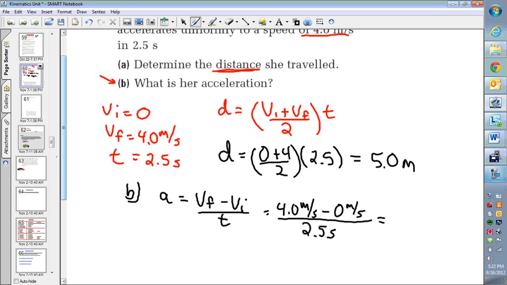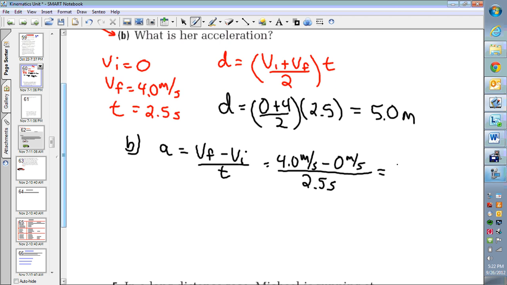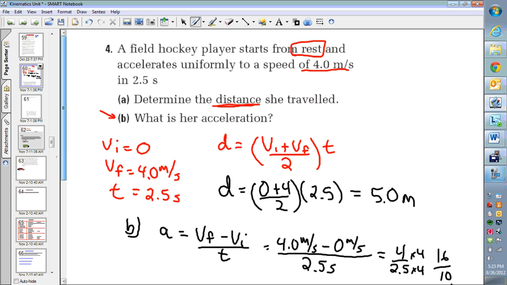And just in case you thought you could grab your calculator and work that one out, there's really no need, because if you have 4 over 2.5, I'd multiply top and bottom by 4. That would give me 16 over 10, which is clearly 1.6. All right, don't use a calculator if you don't need to. So 1.6 meters per second squared is the acceleration. So that gives us answers to both the distance traveled and the acceleration.